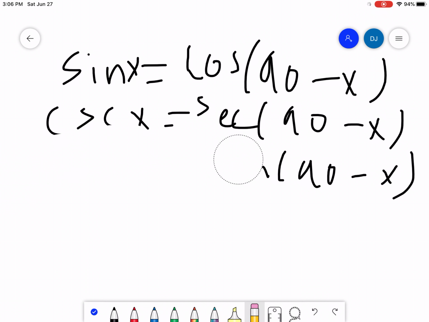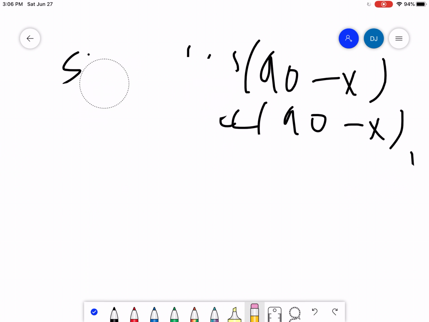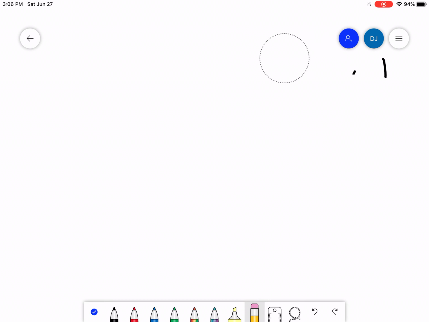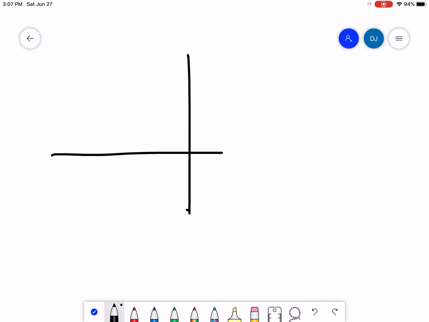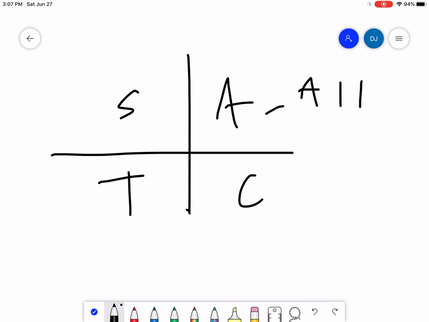Now we've talked about those identities. Let's talk about quadrants. The reason quadrants are important is that we need to know in which quadrant sine, cosine, or all the trigonometric values are positive or negative. There's a quick mnemonic you can use: all students take calculus. A represents all, S represents sine, T represents tangent, and C represents cosine.